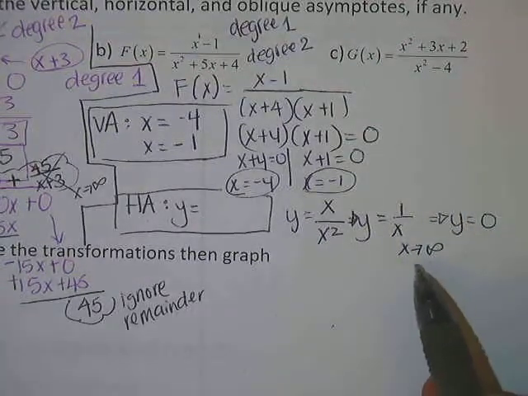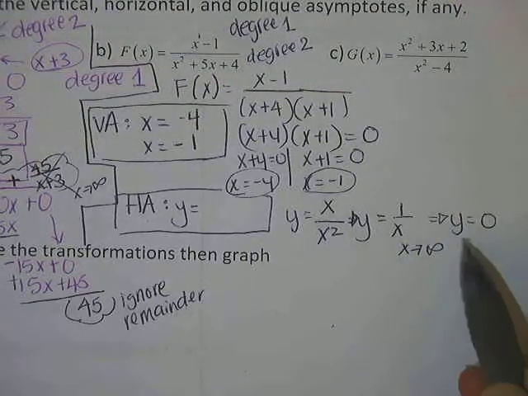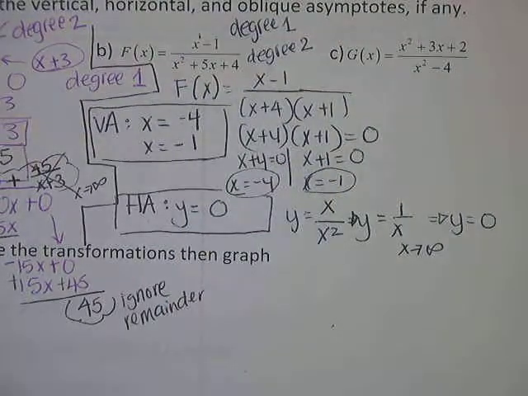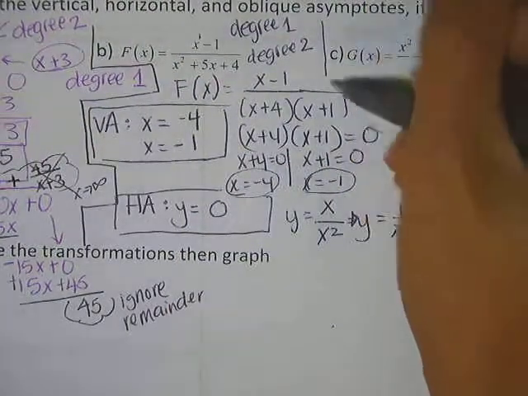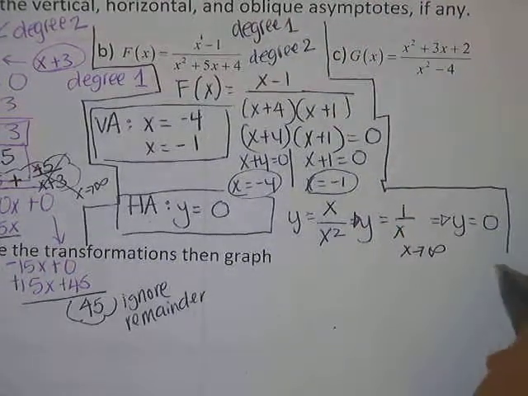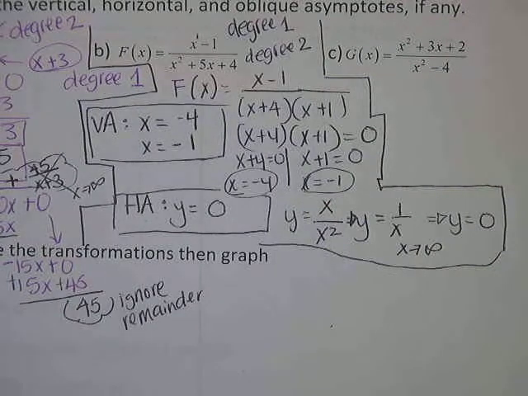Okay. Now as the limit of x approaches infinity, 1 over infinity is a really small number. It pretty much gives me a value of 0 because it approaches 0. So as the limit approaches infinity, your output approaches 0. So right now, your horizontal asymptote is at y equals 0.